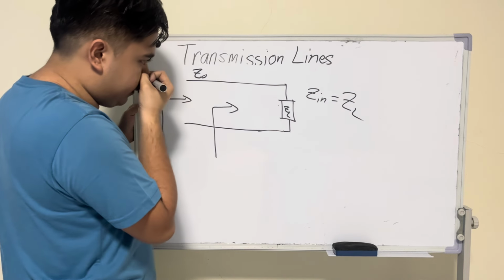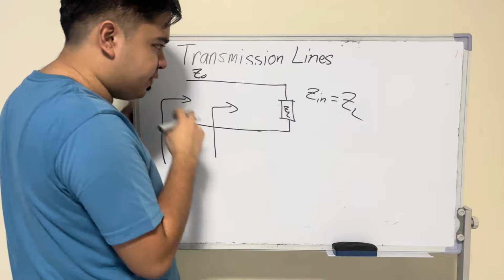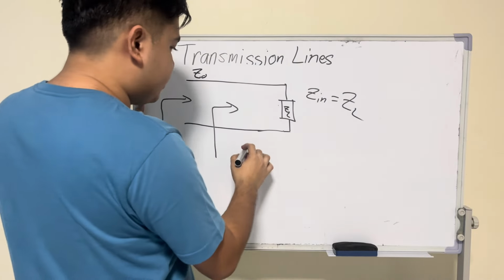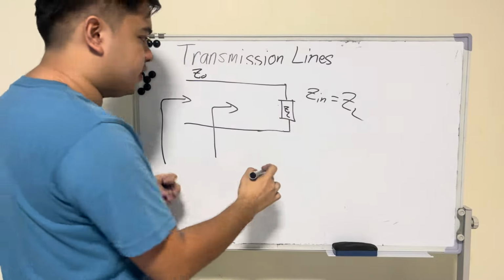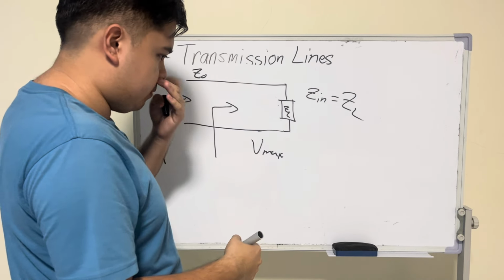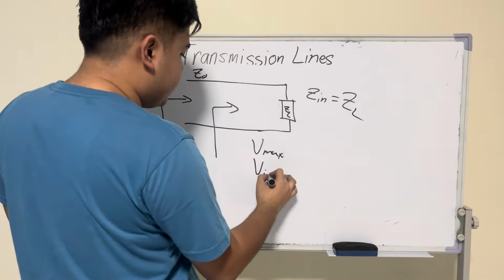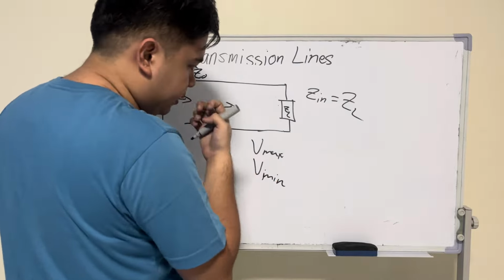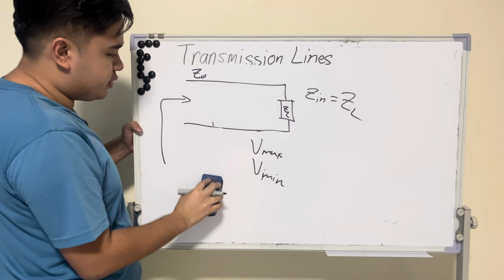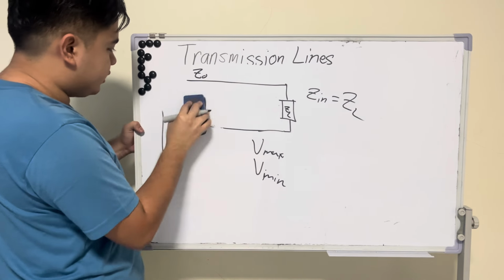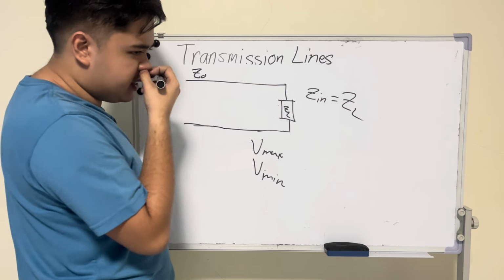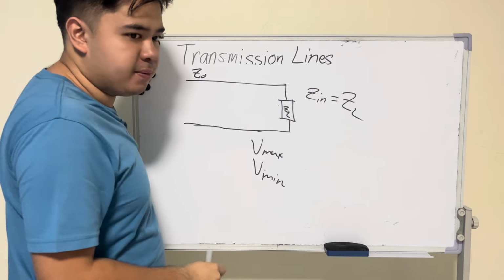Why? Because of the standing waves, remember? The standing waves can vary by a lot, right? There is a Vmax, which is the maximum amplitude. There's also the Vmin, which is the minimum amplitude, right? So if there are standing waves in our graphs, if there are standing waves in our transmission line, it means that we have a varying input impedance.